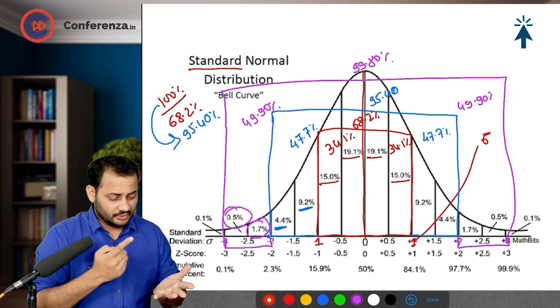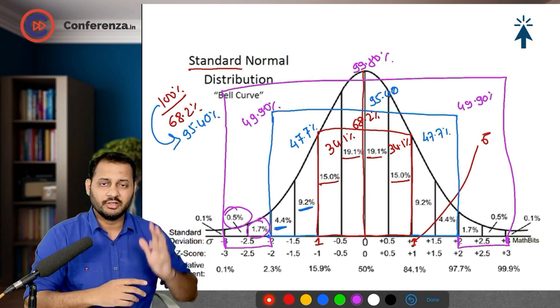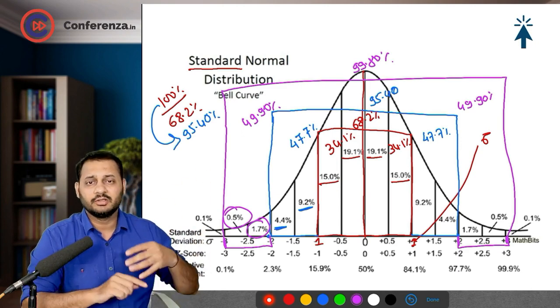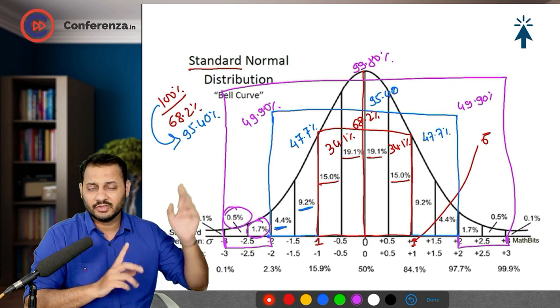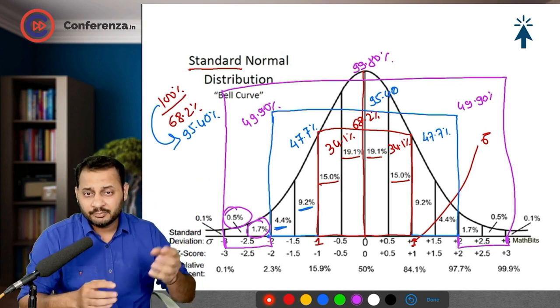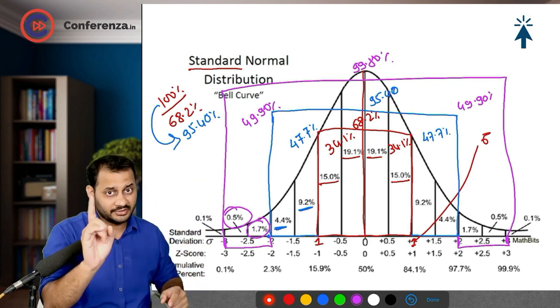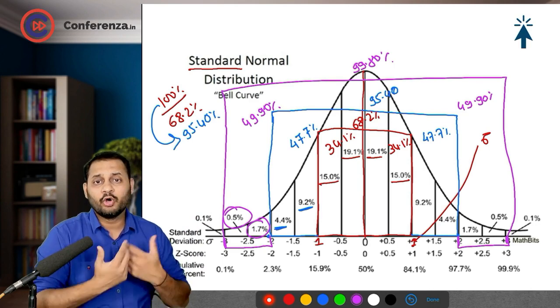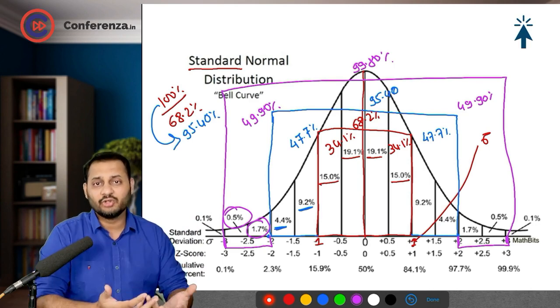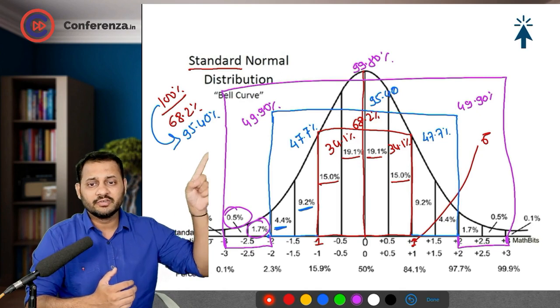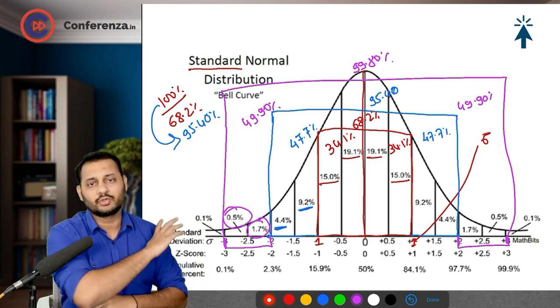So if you take the garbage example, the same figures will apply. If you take the sand example, the same figures will apply. If you take any other example which is normally distributed, the assumption is the data should be normally distributed. If the data is normally distributed, all these figures will apply to it also.